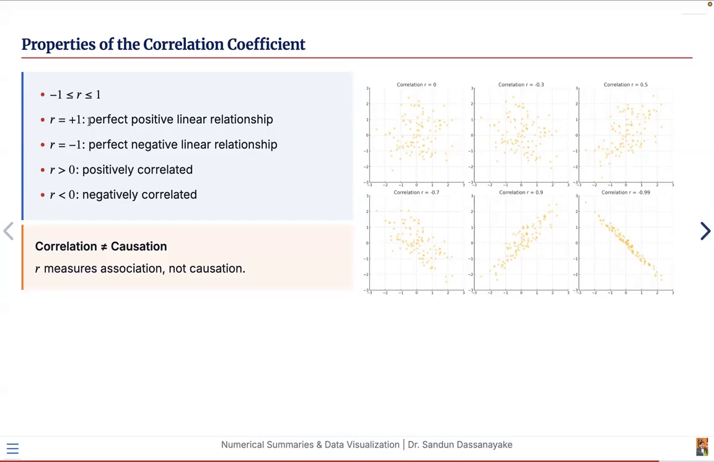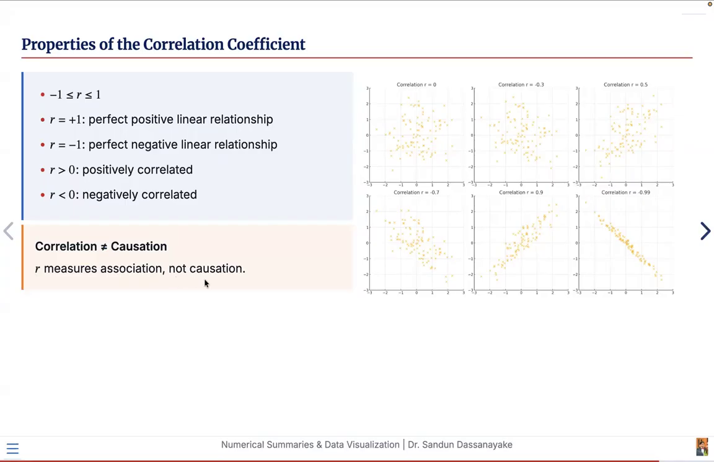So r equals +1 is a perfect positive linear relationship, and -1 is a perfect negative one. Anything positive is positively correlated. Anything negative is negatively correlated. Correlation does not necessarily imply causation. r means association, not causation.